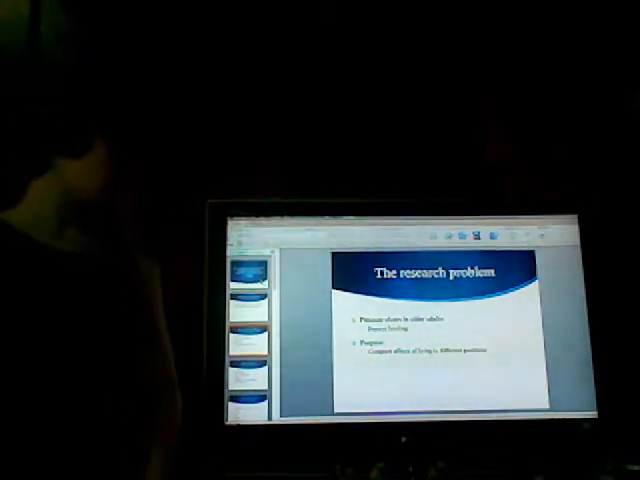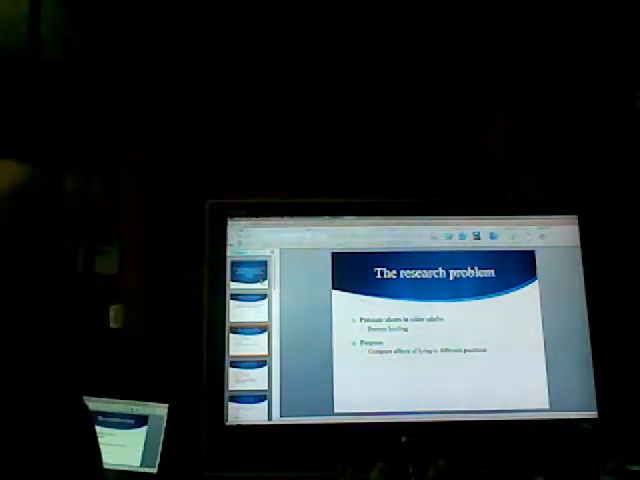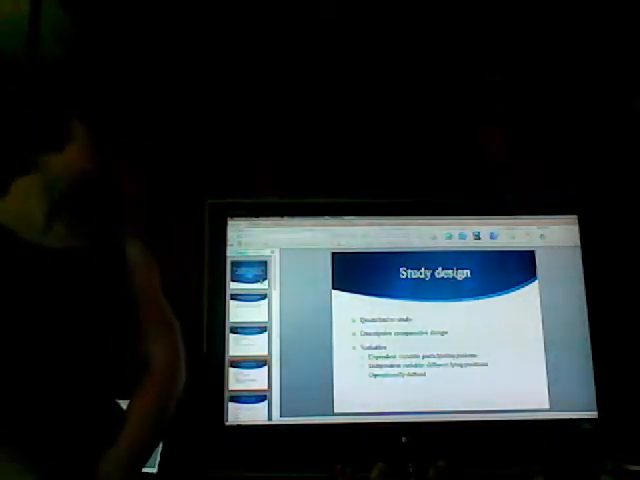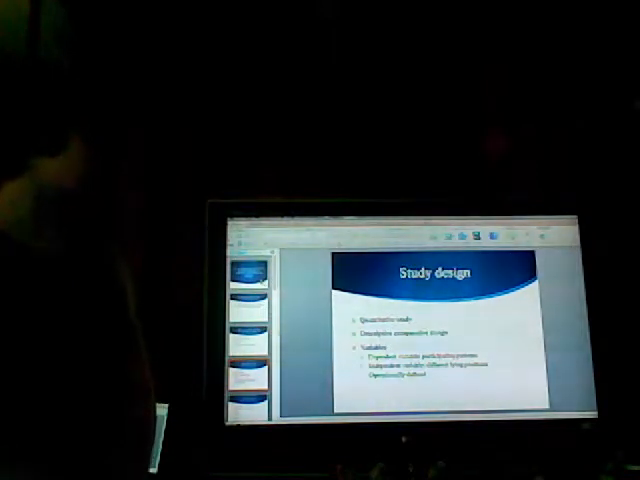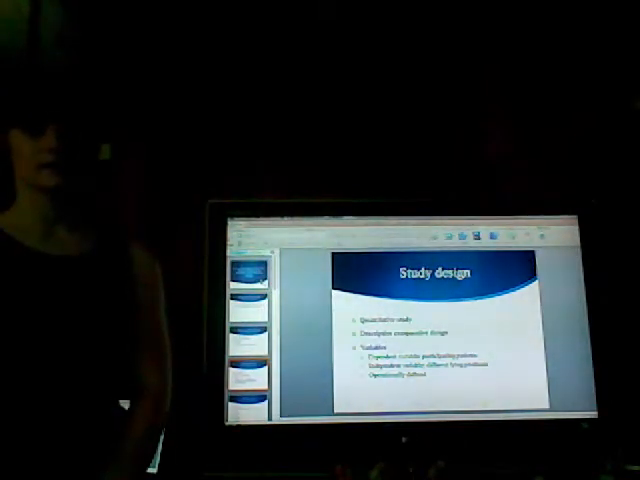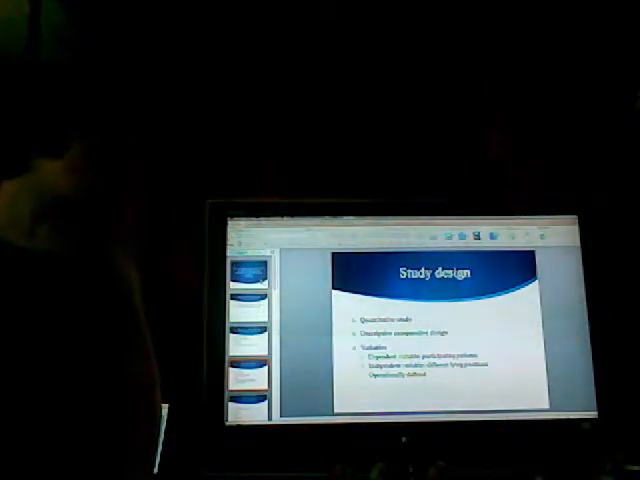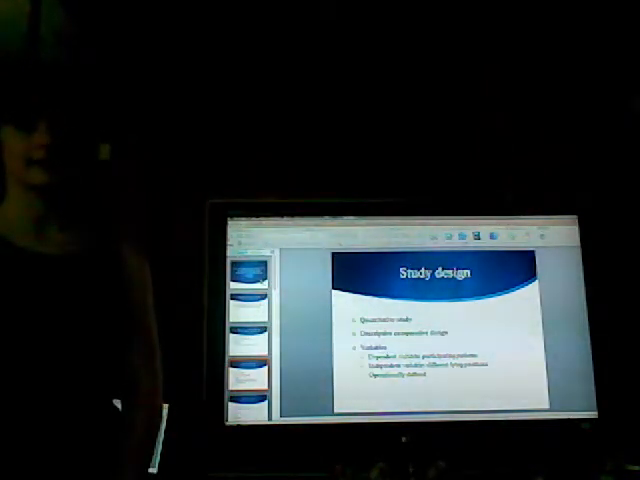The purpose of this study is to compare the effects of lying in the 6 different positions. The study design was a quantitative study, and it was a descriptive comparative design. The dependent variable was the participating patients, and the independent variable were the different positions that the patients had to lie in, as well as skin temperature. Both of the variables were operationally defined.